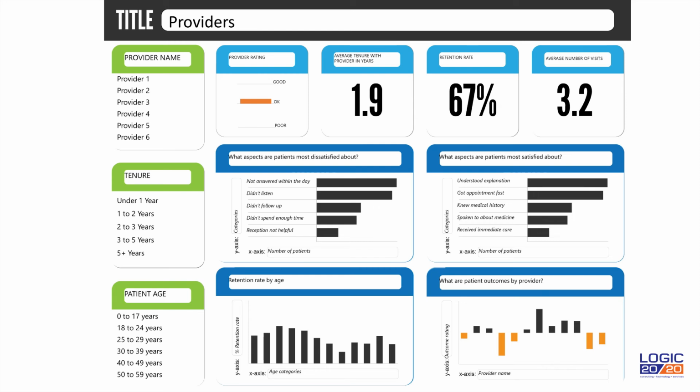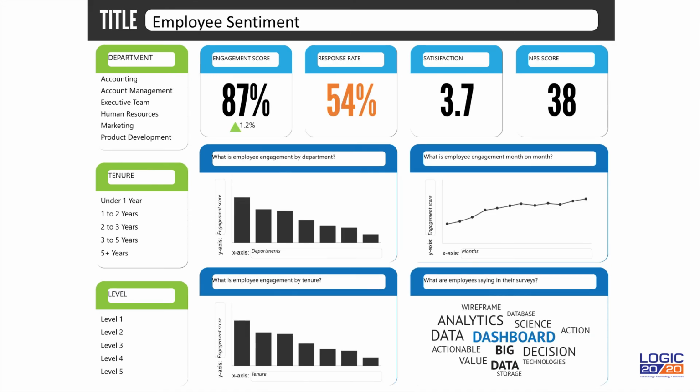What aspects are patients most dissatisfied about? What aspects are patients most satisfied about? Retention rate by age. What are patient outcomes by behavior? So a lot of effort went into defining what these questions are and how we're then going to display those and roll them up into a dashboard. And again, we've got very similar filters on the left, but this time we can filter by provider name on the top left. So moving on to the employee sentiment.